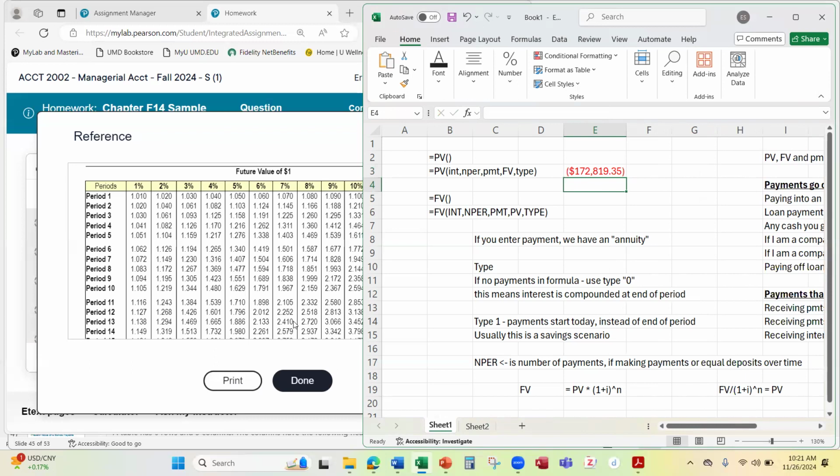172,819, compared to what the table calculated, which was 172,740. So it's different due to rounding by about $100 because every single table calculation is rounded, but it will get you very close for an almost $200,000 asset and stream of payments.